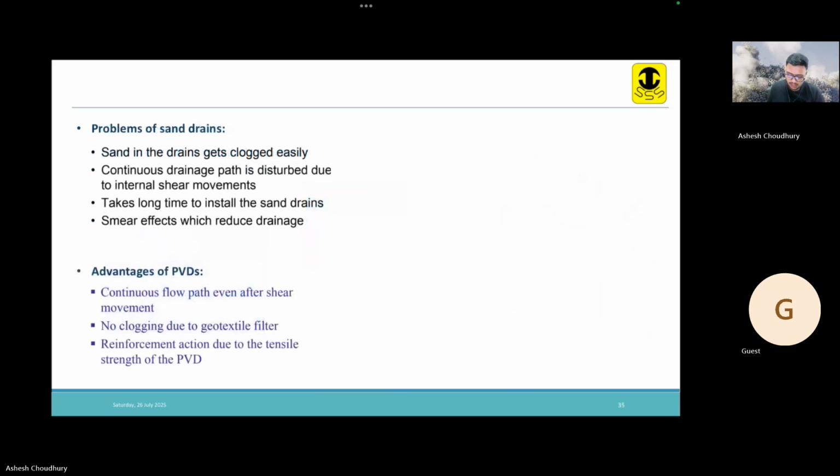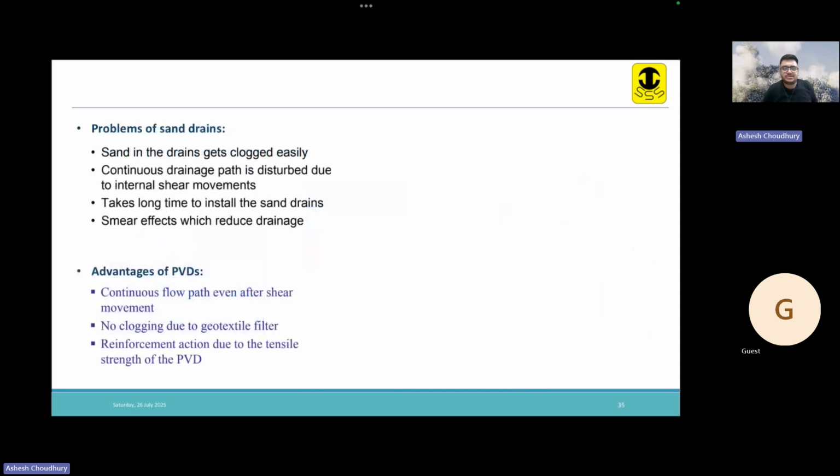Now, what are some problems with sand drains? Sand in the sand drains gets clogged easily. And the continuous drainage path is disturbed due to internal shear movement. These are sand columns, right? If there is some movement, these sand columns are subjected to shear movements. Due to shear movements, the continuous drainage path of water is disturbed. It also takes a long time to install sand drains, comparatively to PVDs.